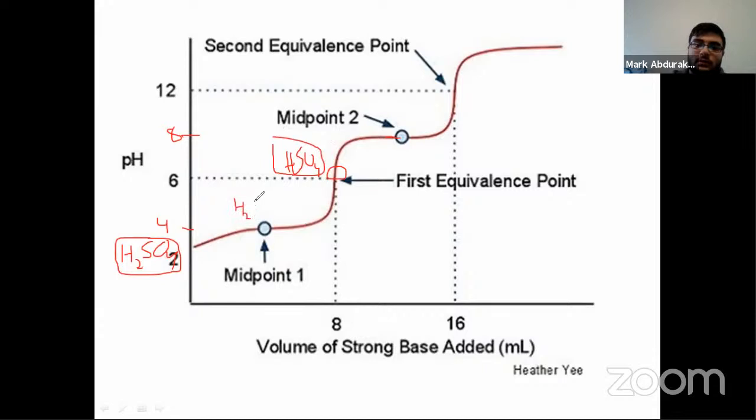Fully, all of it being deprotonated. So half of the total H2SO4 that you had at the beginning has been converted, but the other half stays the same. It hasn't been converted yet. So the amounts of the converted and the non-converted are equal at this midpoint. And this is very important.